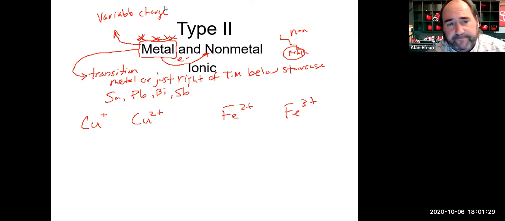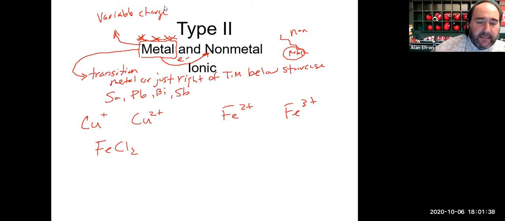So if we look at one, for example, FeCl2, when we look at this, we see Fe, which is iron. It is a metal, and we find it dead smack in the middle of the transition metal region. Cl is our non-metal. So as soon as we see it in the back, we do know that it could have a variety of charges. So what we want to do is figure out what is the charge on that one iron.